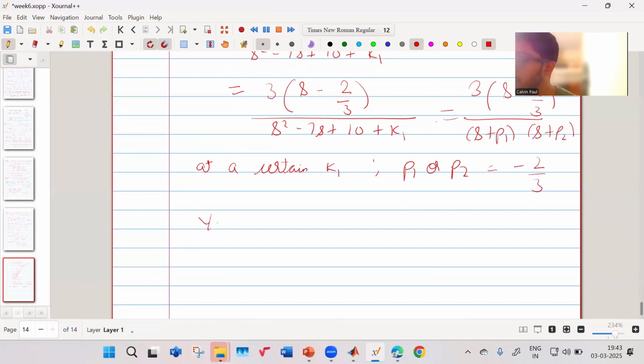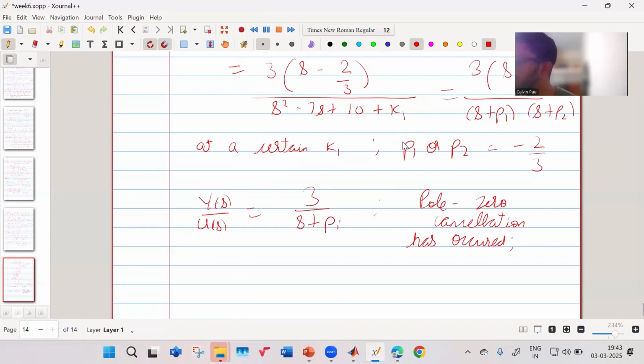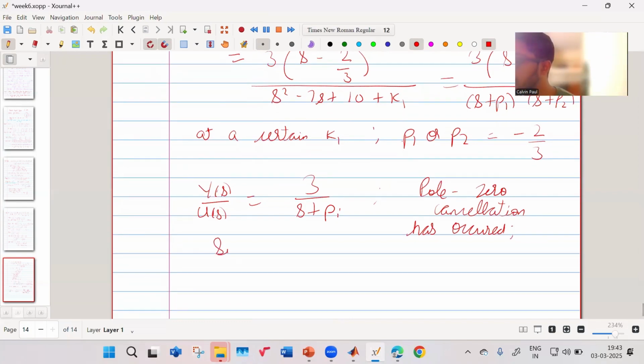Then what happens? Y of s upon u of s will be equal to what? 3 upon, let's say, s plus pi. It could be p1 or p2. So then what has happened? There's something known as pole zero cancellation has occurred. And if pole zero cancellation has occurred, then the system is no longer observable.